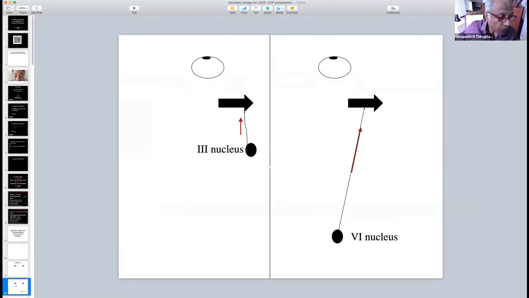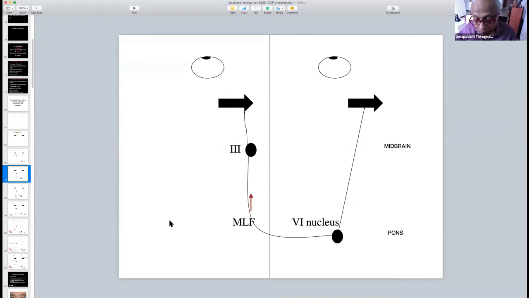Now, there is a minor problem. The third nucleus is in the midbrain and the sixth nucleus is in the pons. So it's like two people living on two different floors of an apartment. So what do we need? We need an elevator that connects the sixth nucleus to the third nucleus. This elevator is called the medial longitudinal fasciculus, okay? The medial longitudinal fasciculus allows the sixth nucleus to communicate with the third nucleus so that this command to look in this direction is done seamlessly, simultaneously, without any lag, okay? So the medial rectus fires and the lateral rectus fires.